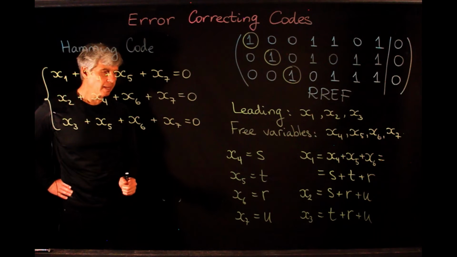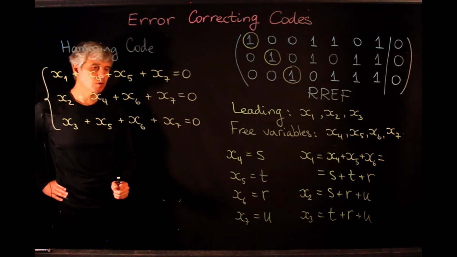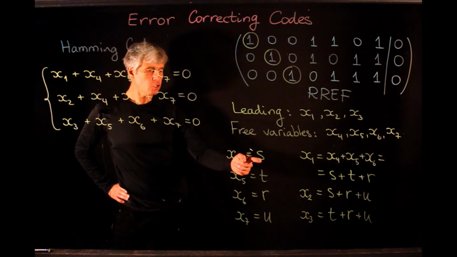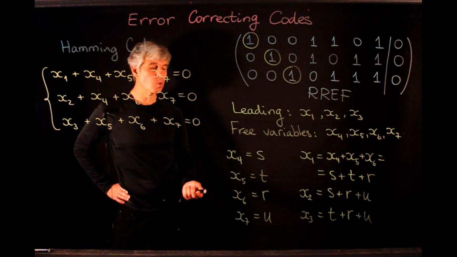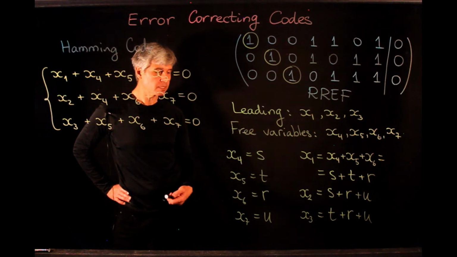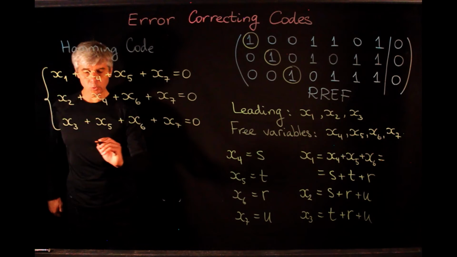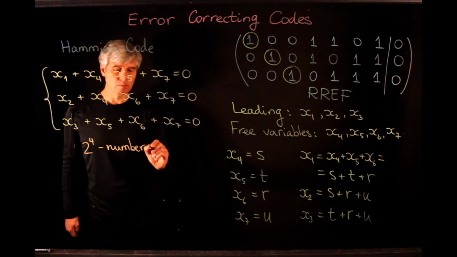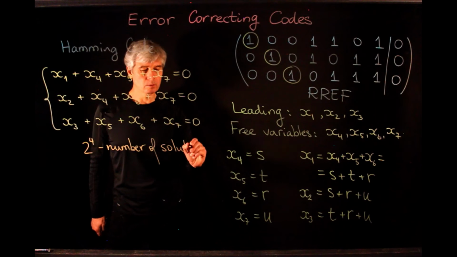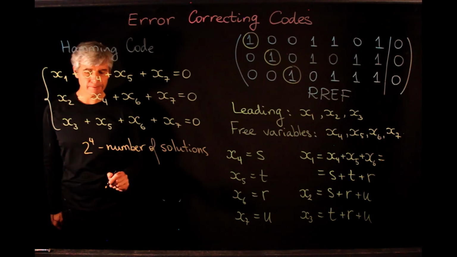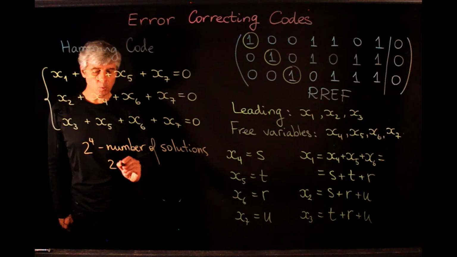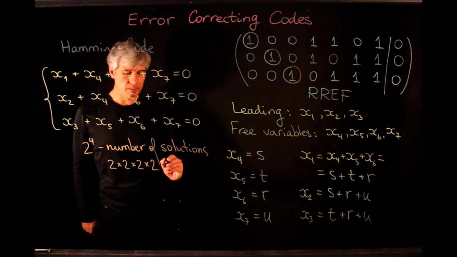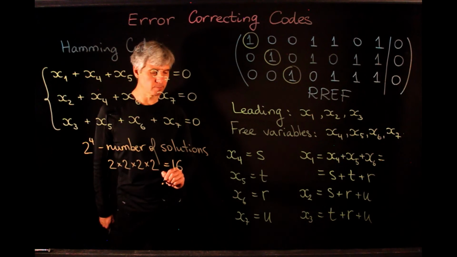Let us ask a question. How many solutions does the system of equations have? Here we have 4 parameters, and each of these parameters can assume value 0 or 1. So the total number of possibilities will be 2 to the power 4. This is the number of solutions, because we have 4 parameters, and each parameter has 2 possibilities. So this is equal to 16.